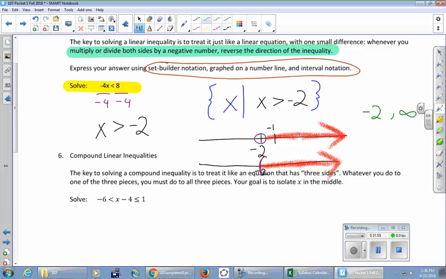Okay, and then the symbols. Infinity always gets what, a bracket or parentheses? Yeah, infinity always gets parentheses. -2, because it is excluded, gets parentheses as well. Okay.